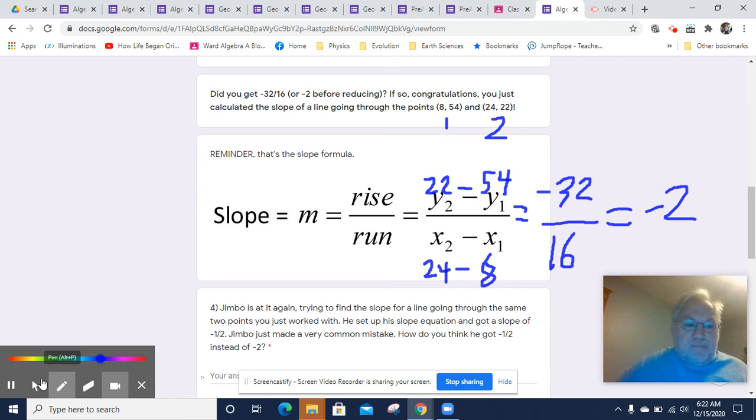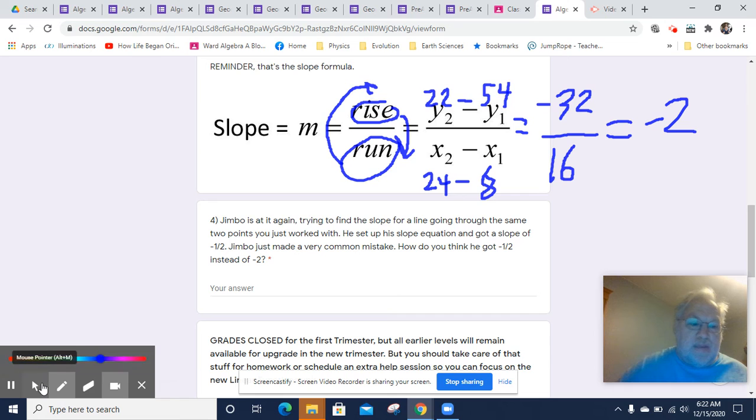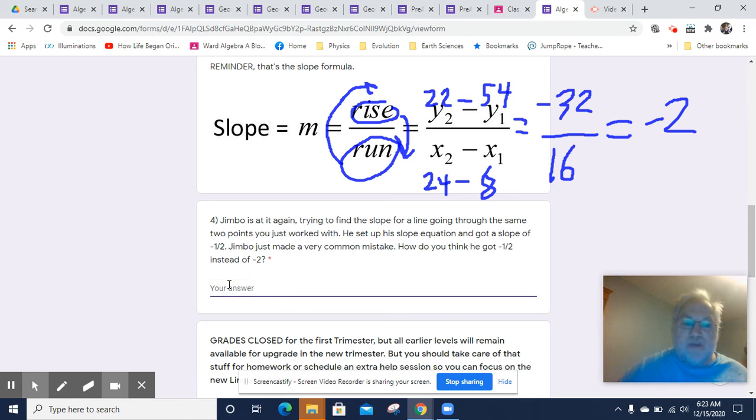All right, now Jimbo is at it again, and he's trying to find the slope for that line, but instead of getting negative 2, he got negative 1/2. I can tell you exactly what he did. Instead of doing the y change over the x change, he did the x change over the y change. He just flipped this fraction. This is a very common mistake. I believe it largely happens because x comes first in the ordered pairs, and people grab that and plop it into the numerator because it's the first thing you're setting up in the fraction.